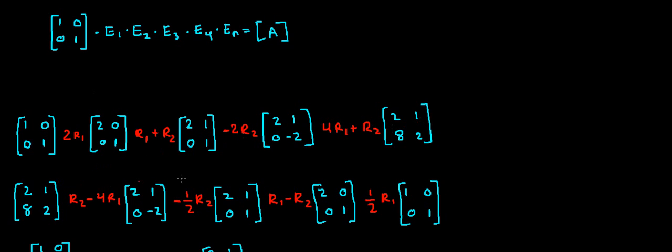Now in order to get back to the identity matrix, which is what finding an inverse matrix is all about, start with the matrix 2, 1, 8, 2. Now instead of 4 times row 1 plus row 2, this is now row 2 minus 4 times row 1. Instead of minus 2 times row 2, minus 1/2 times row 2. Just doing the exact opposite. Row 1 plus row 2 becomes row 1 minus row 2. 2 times row 1 becomes 1/2 times row 1.